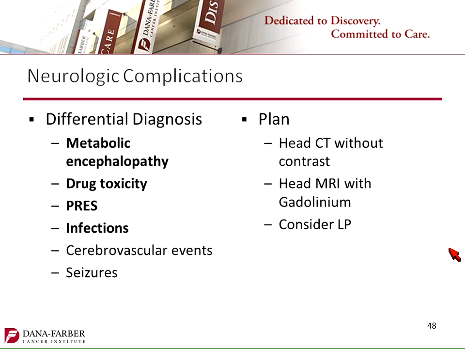So for the differential diagnosis of her patients after transplant, there are different types of confusion, headaches, or neurologic complications: metabolic encephalopathy, specific drug toxicities, PRES, infections, seizures, or CVAs. She had a head CT without contrast to rule out bleed, which was negative, and a head MRI with gadolinium, and we were considering an LP.